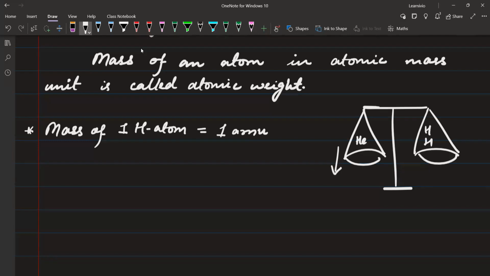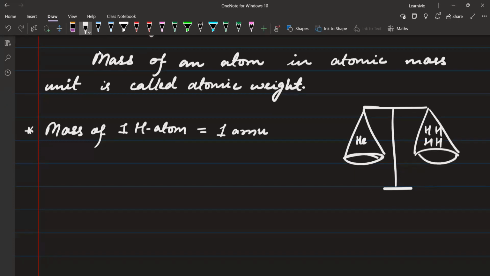So they kept another hydrogen. The helium side was still going down. They kept another hydrogen. The helium side was still going down. They kept another hydrogen. So when they kept 4 hydrogen, the helium side and the hydrogen side were equal. None was going down. They were at equal heights, right?